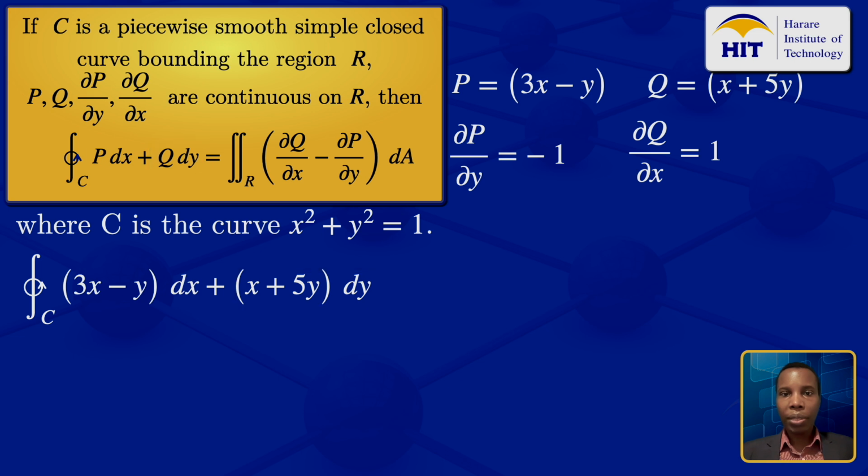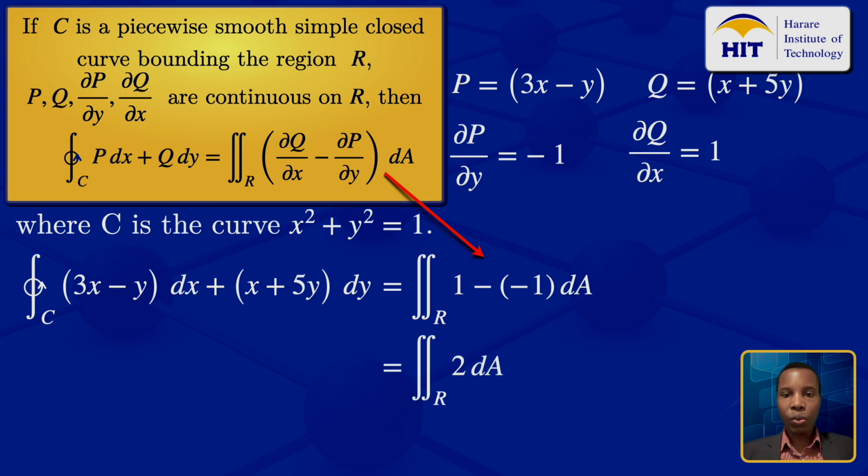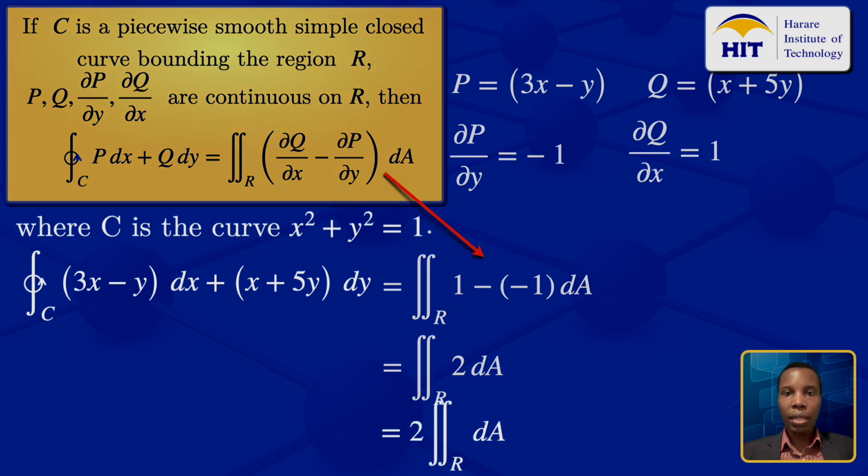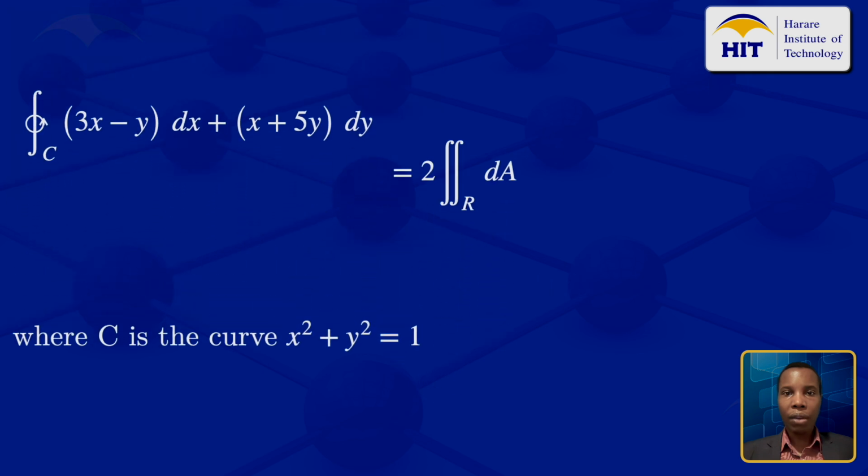Now the next step is to substitute these values that we've just obtained. We put them here so that we obtain the double integral over the region R of 1 minus (minus 1). Then that will give us a 2 there. So we'll have the double integral over the region R of 2. And 2 is a constant, so we can factor it out. So we have 2 multiplied by the double integral over the region R. So that's the integral that we have now.